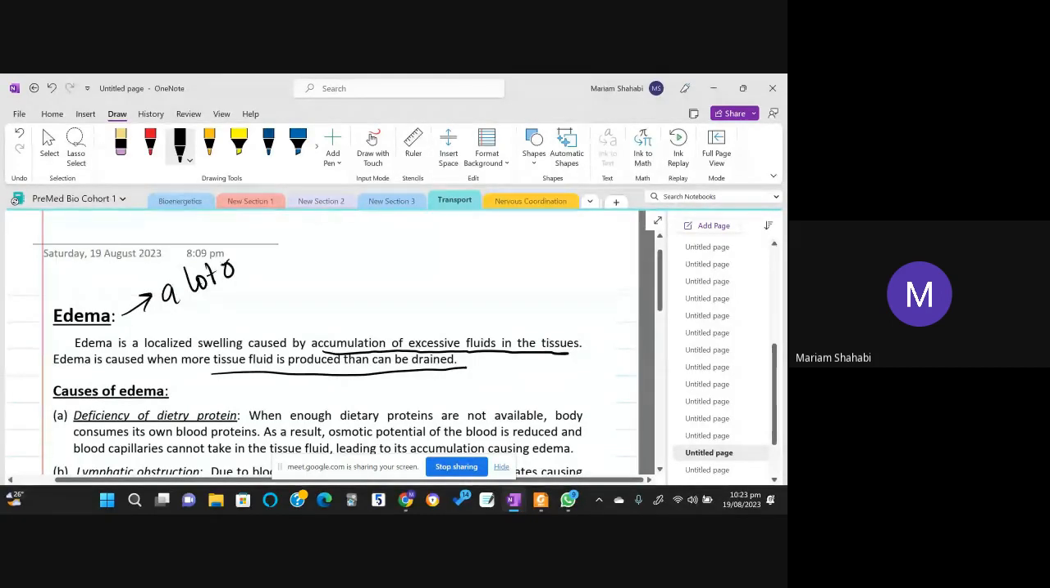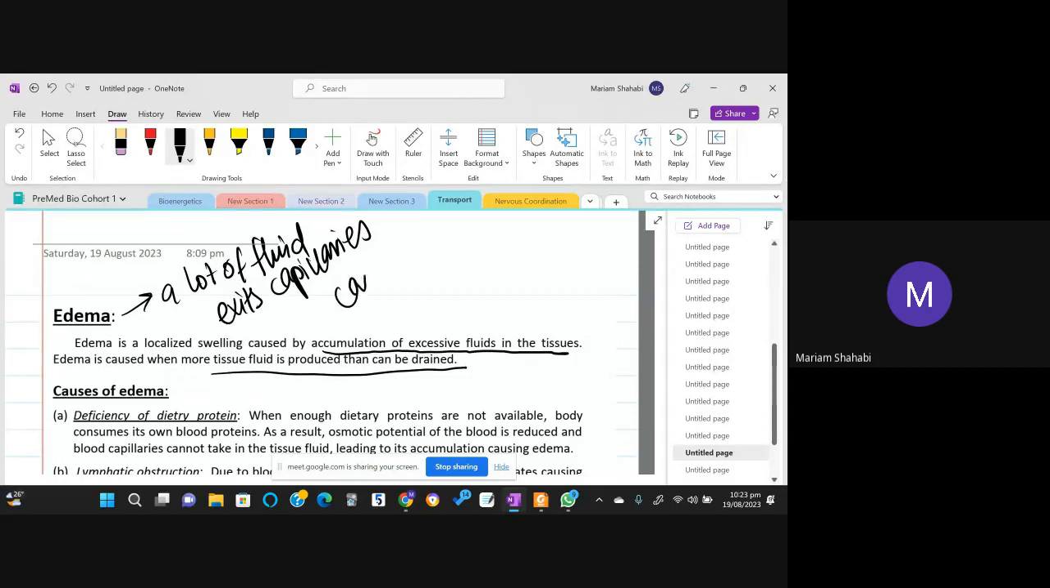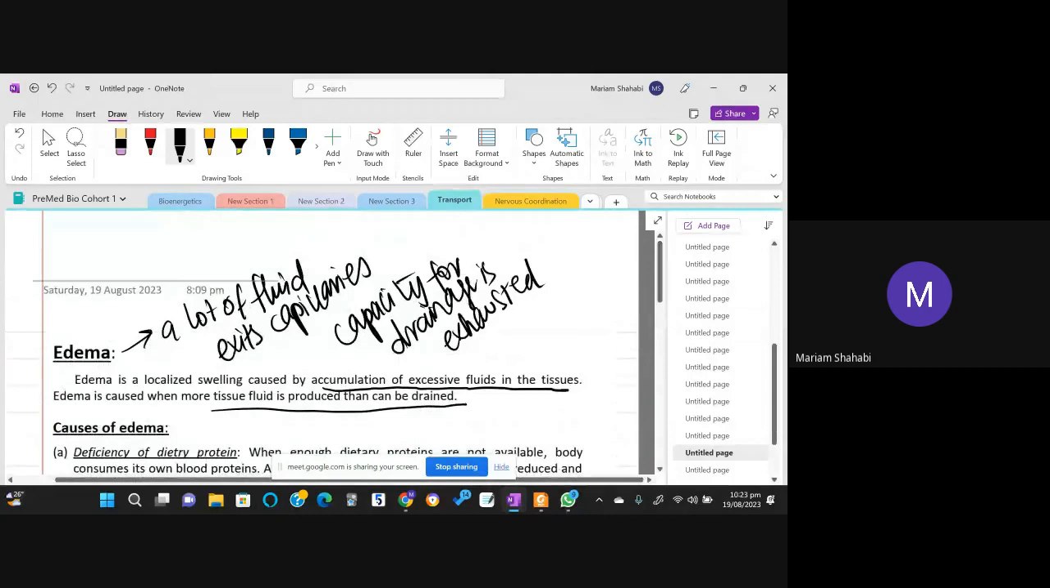A lot of fluid exits capillaries. Okay, the capacity for drainage is exhausted. इतना मतलब वो वापस नहीं जा रहा ब्लड में जितना कि ब्लड से बाहर निकल रहा है, simply. So fluid leaving is greater than the fluid returning.